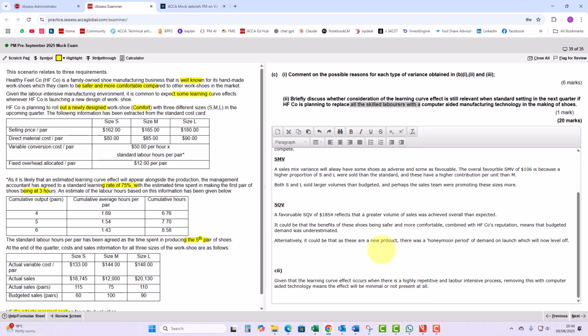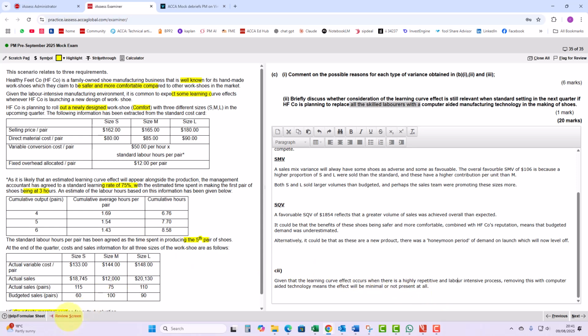And what that question was trying to do was make sure we understood these criteria. A highly repetitive, labour-intensive process is what's required for the learning effect, along with a workforce that are prepared to learn and improve, and a stable workforce. And that's an example of where they look through some important things in the syllabus and they craft a question which effectively is trying to get you to demonstrate that you remember those bits of technical knowledge.